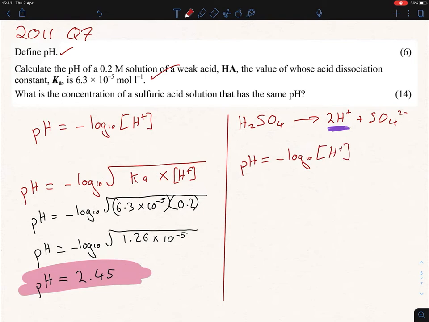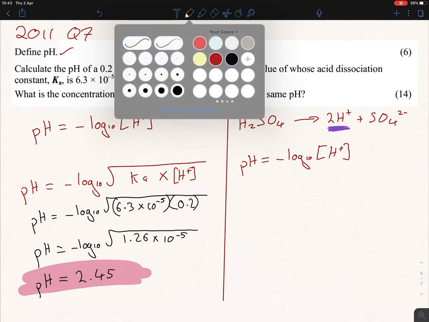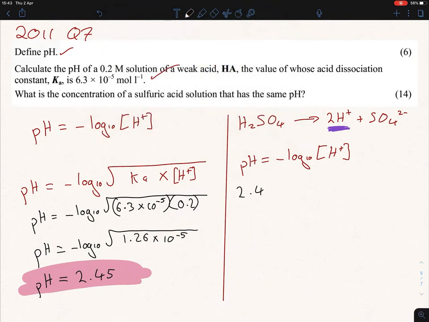And the question actually is reading, what is the concentration of sulfuric acid? So we're looking for this. That must mean we have the pH, and it says that has the same pH as the one up here. So the pH is 2.45. 2.45 equals minus log base 10, your H+ there.